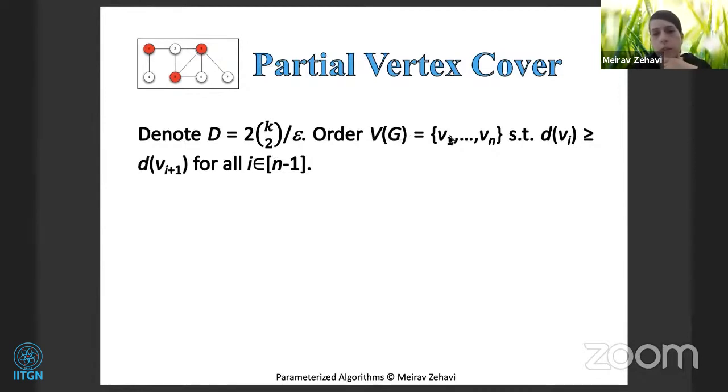Let's order the vertices according to their degrees, from high degree to low degree. Recall, what is the objective of this problem? We want to cover as many edges as possible, right? We want to take K vertices and cover as many edges as we can. So at least intuitively, it seems like we want to pick vertices that have the highest degree, right? They will cover as many edges as we can.